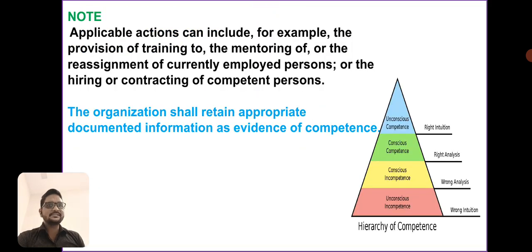Next, the organization shall retain appropriate documented information as evidence of the competence. This means we need to maintain their TNI, their training plans, their training records and effectiveness monitoring of the trainings.